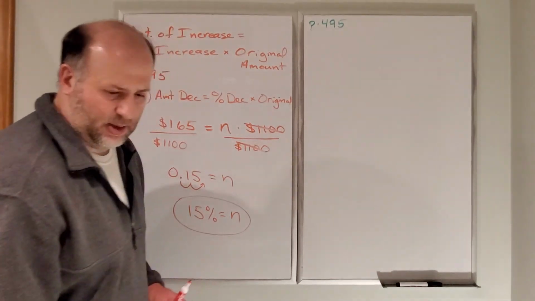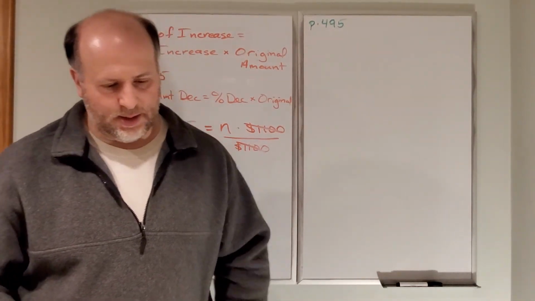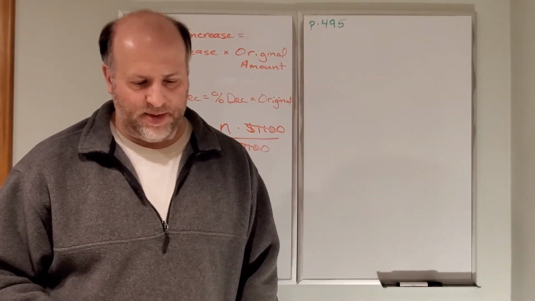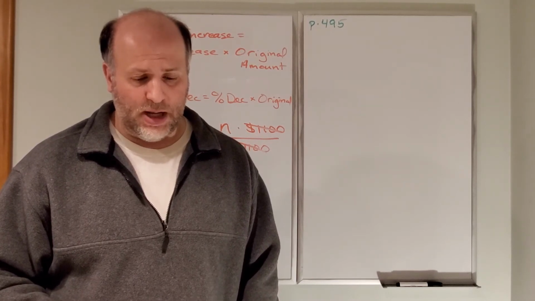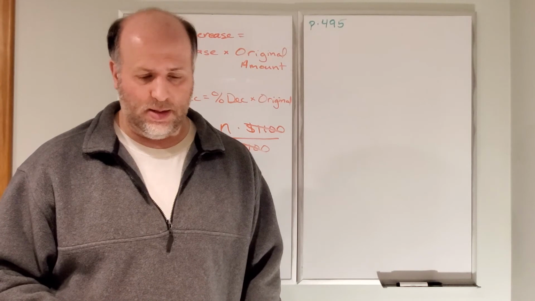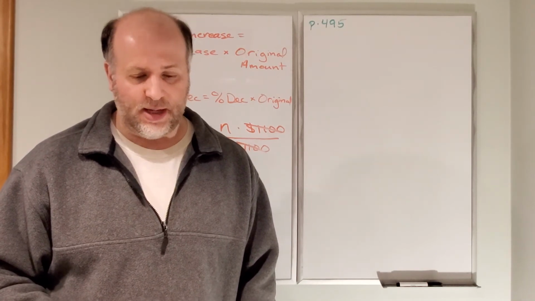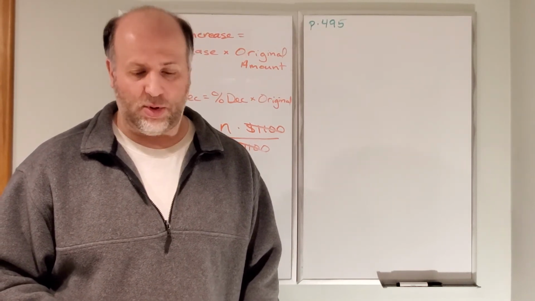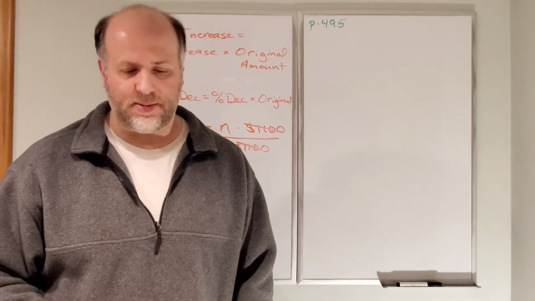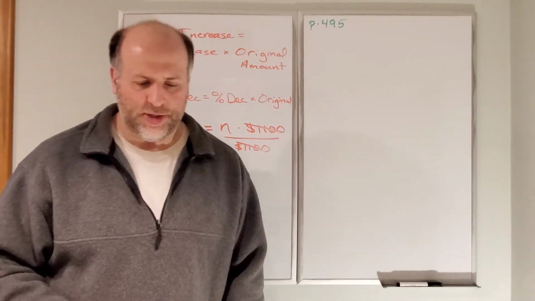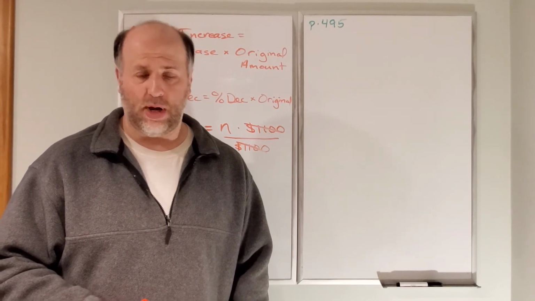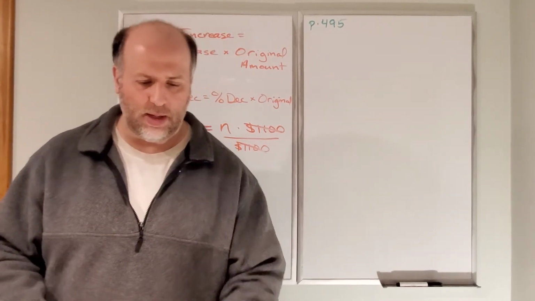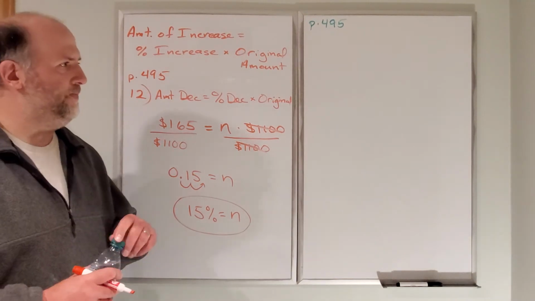So what else do you see along these lines? Let's check out problem 16. They say an appliance store is advertising that all appliances are on sale for a discount of 25% off the original list price. So the question is, what is the sale price of a refrigerator with a list price of $1,900?